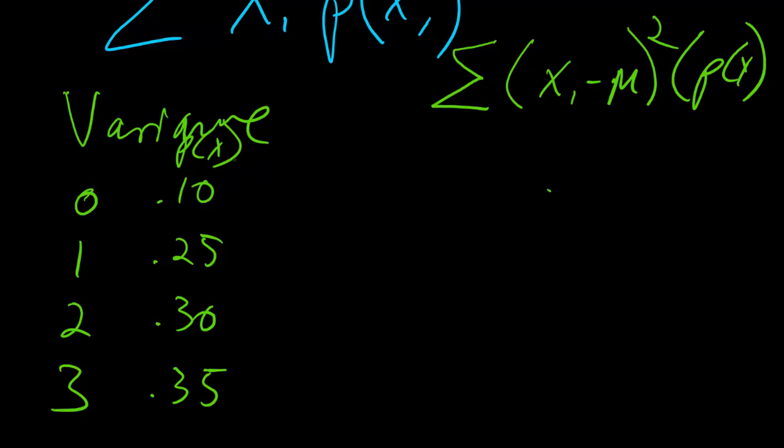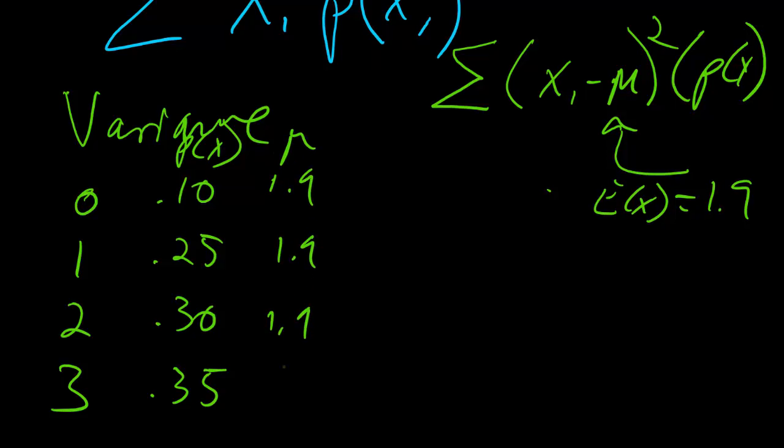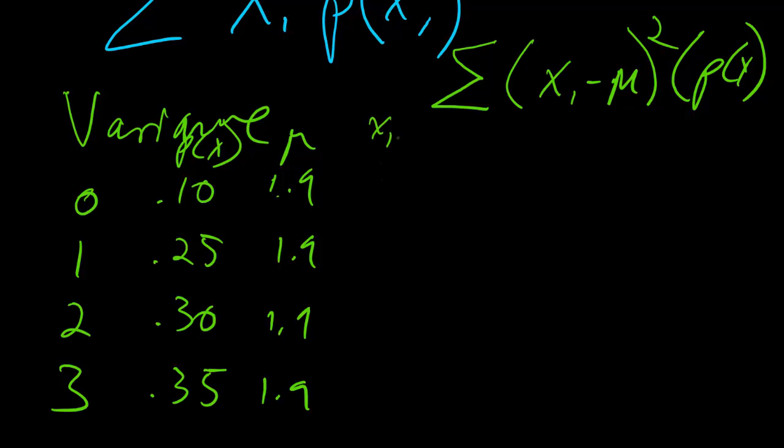So let's do that. Let's take my mu. And what is my mu? In this case, the mu's already been calculated as the expected value of x, right? So that's 1.90. So we just subtract one from the other. Let me write it down. 1.9, 1.9, 1.9, 1.9. I'm going to need this space in a minute. 0 minus 1.9, so x sub i minus mu, is negative 1.9. 1 minus 1.9 is negative 0.9. 2 minus 1.9 is equal to 0.1. And 3 minus 1.9 is equal to 1.1.